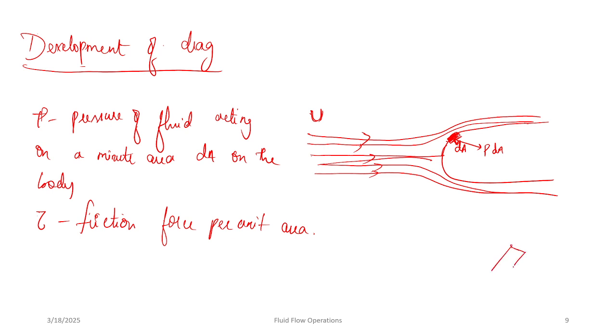If this is the surface, there is a small element, and this force will be perpendicular to the surface. Also, we have one more force, that is the frictional force. This will be acting tangentially to the surface of the body, in this direction, and is tau into dA. And the resultant force will be in this direction. Let's say this is theta.